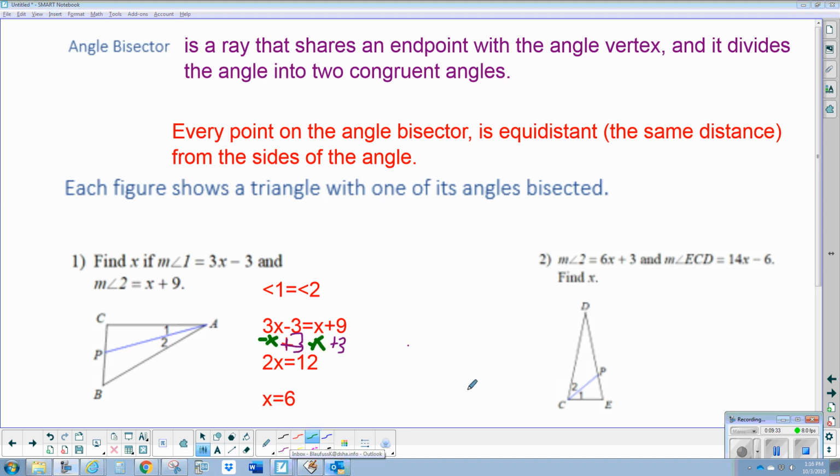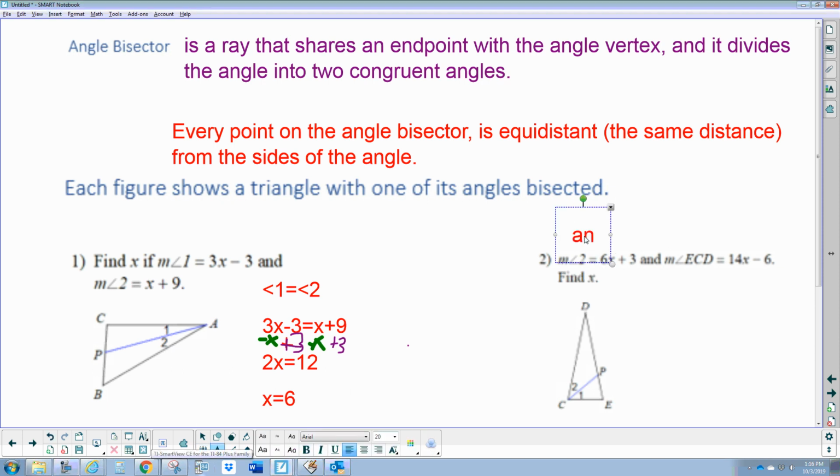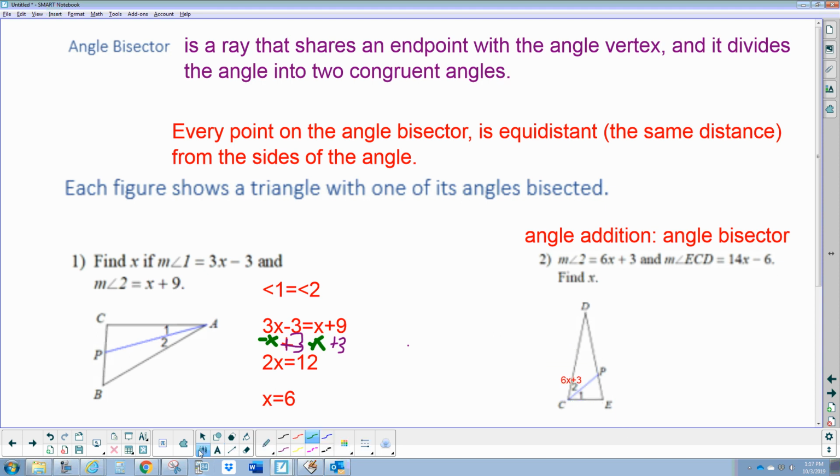Okay, let's look at our second example. In this second example, we're going to need to use angle addition and angle bisector. Okay, we're going to use both of those definitions and postulates. So it says the measure of angle 2 is 6x plus 3. And it says the measure of angle ECD, which is this angle right here, is 14x minus 6.